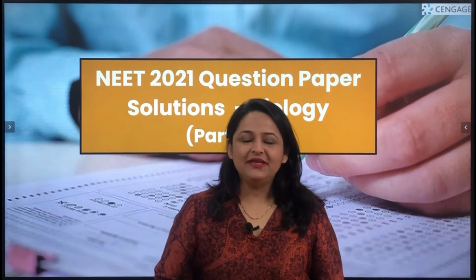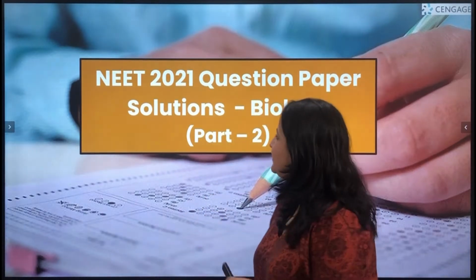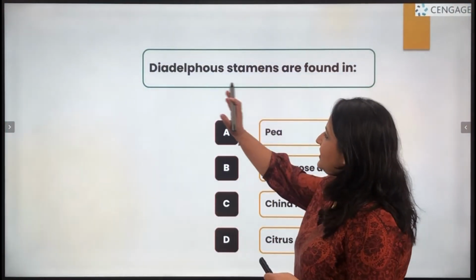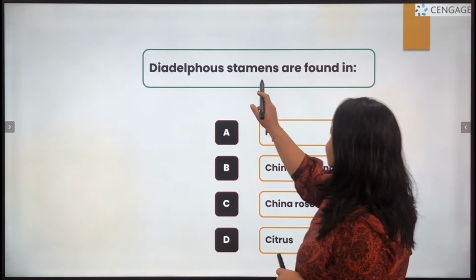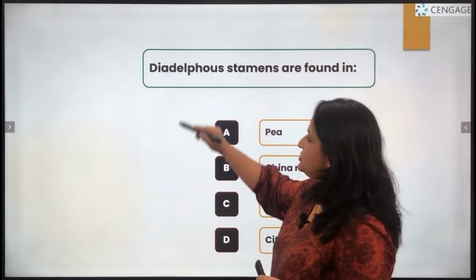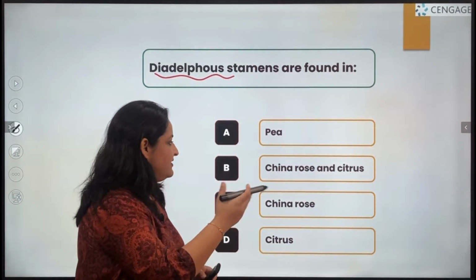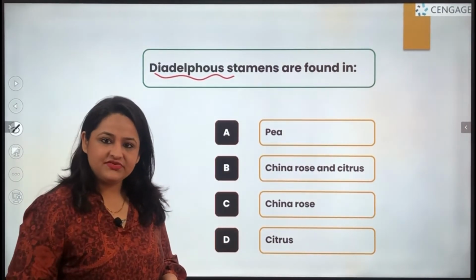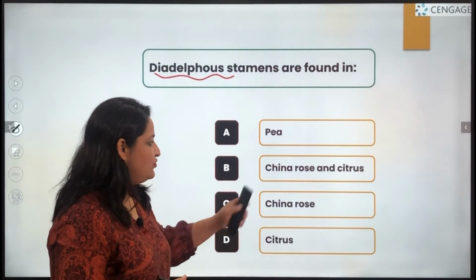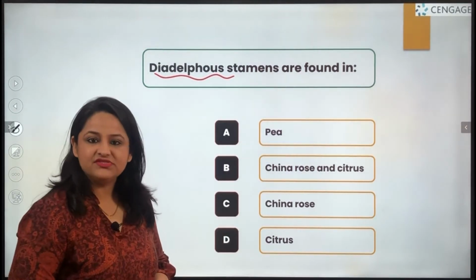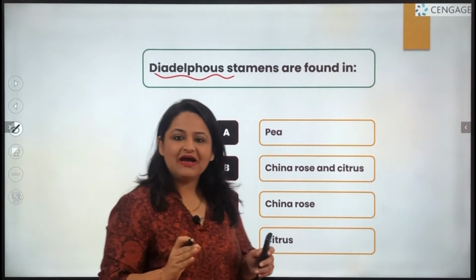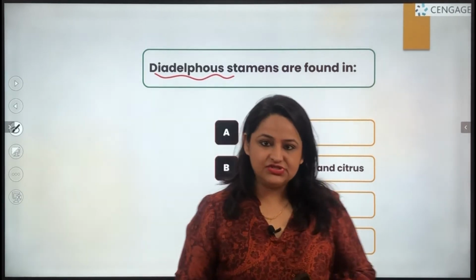We will now take up 10 more questions from the botany part of the paper, and let's start with the question. Here they are asking, diadelphous stamens are found in. They have given the options as: is it seen in pea, is it seen in China rose and citrus, is it seen in China rose, or is it seen in citrus only. First we will have to understand what a diadelphous condition is.